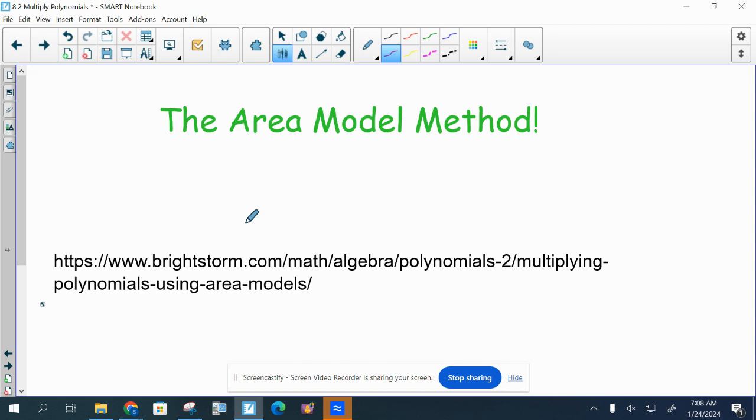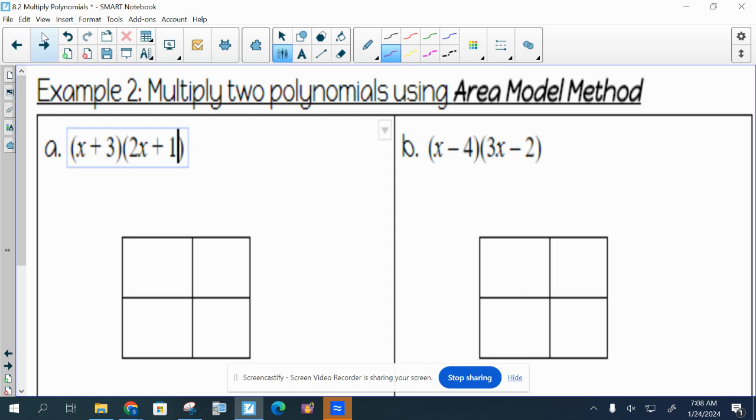Okay, so we are not going to look at that. We are just going to dive into this. So if I have a binomial times a binomial, there are two ways to do this. The first thing we're going to do is use the area model. You may have used this back in elementary school when multiplying numbers together.